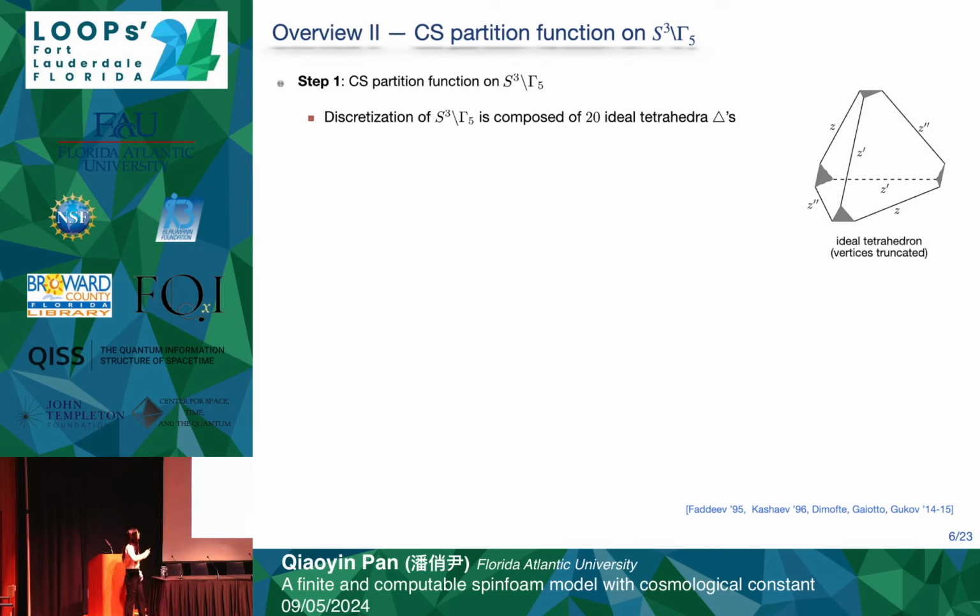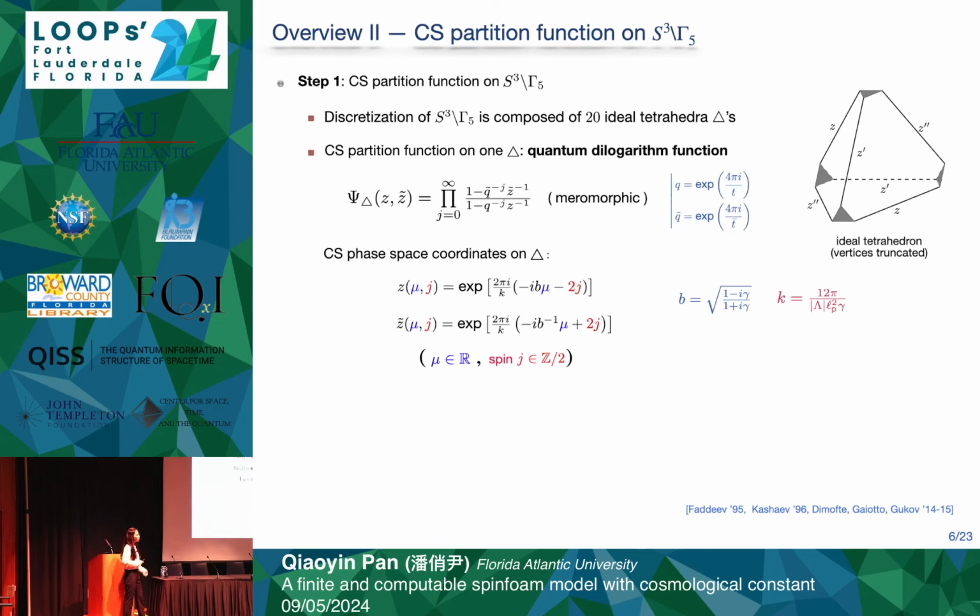So the first thing to do is to construct the Chern-Simons partition function on this graph complement. We realize that the discretization of this graph complement can be decomposed into a collection of 20 tetrahedra. The Chern-Simons partition function for one single tetrahedron is known, and it's called the quantum dilogarithm function. It is a function of the Chern-Simons phase space coordinate on the boundary of a tetrahedron, and it is a meromorphic function. Here, q and q tilde encode the complex Chern-Simons coupling constant t and t bar.